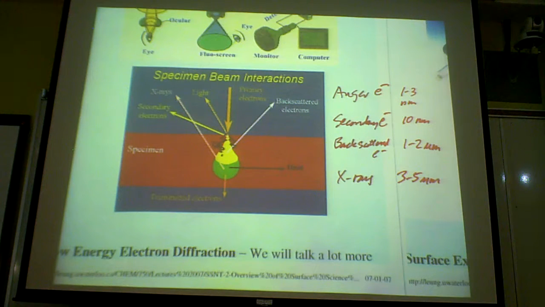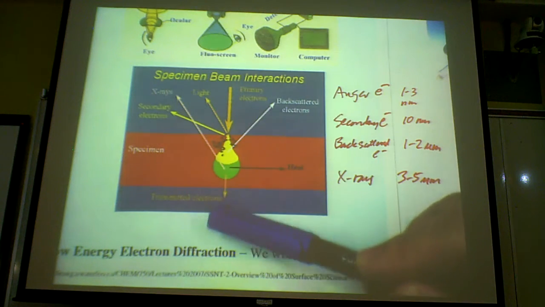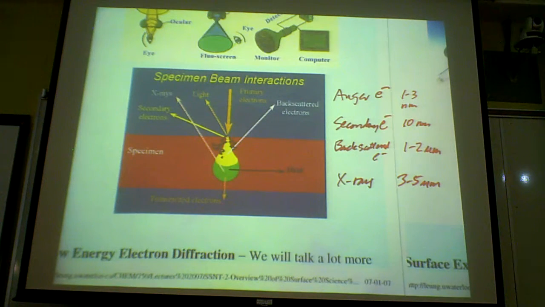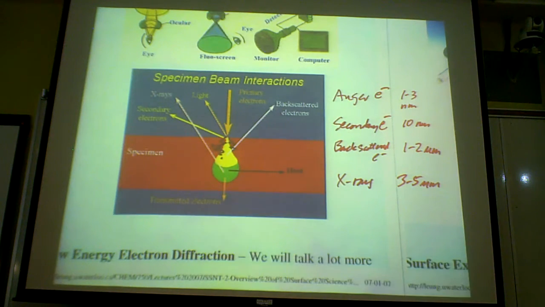Of course, if you have a really, really high energy electron beam, the whole electron beam will go through, and if you put your detector at the back here, you get TEM.